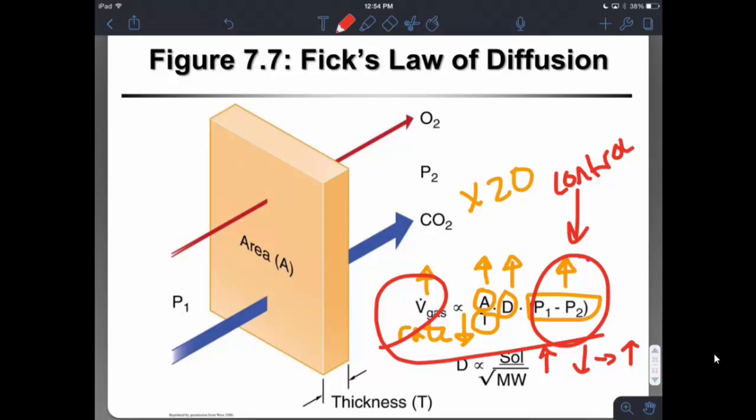So during exercise, you can imagine we need to move the gases faster, and in fact we do move the gases faster, and the reason for that is because the pressure gradients are greater during exercise. So we're going to talk about why that is and how those gradient changes occur.